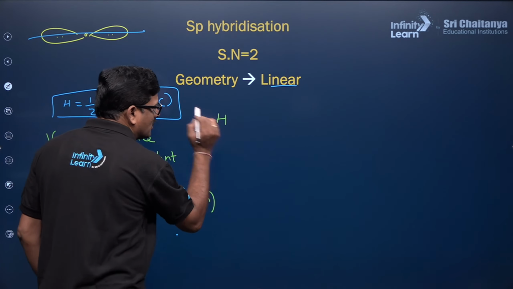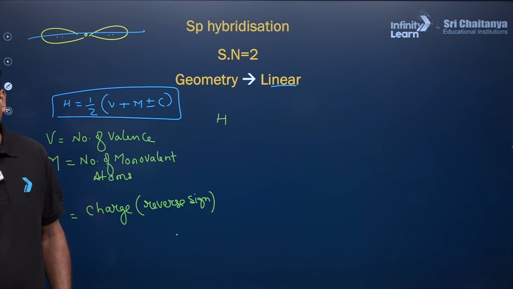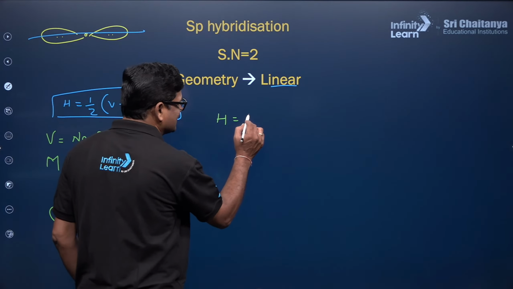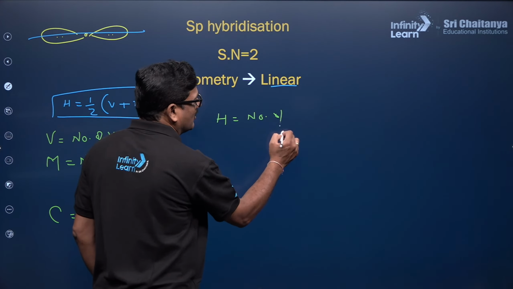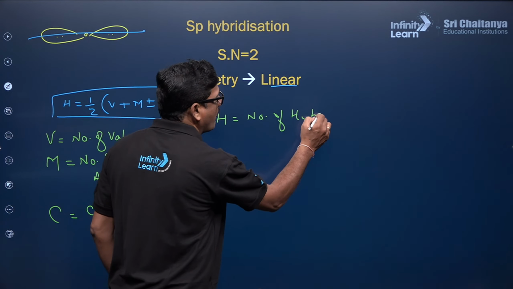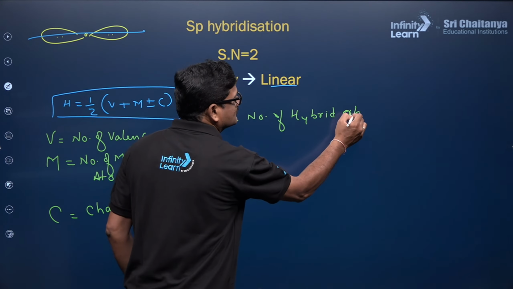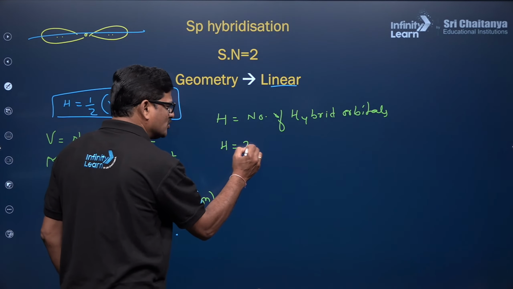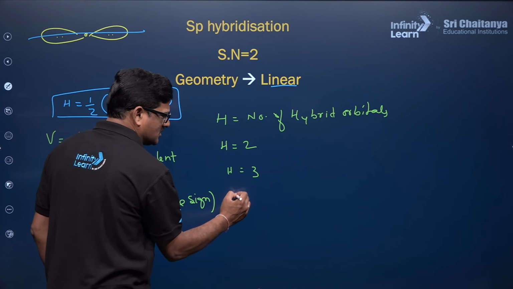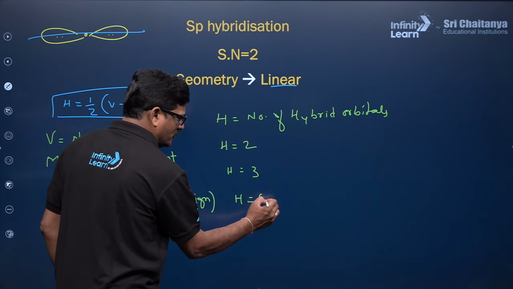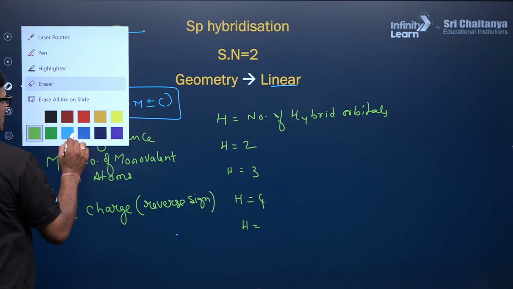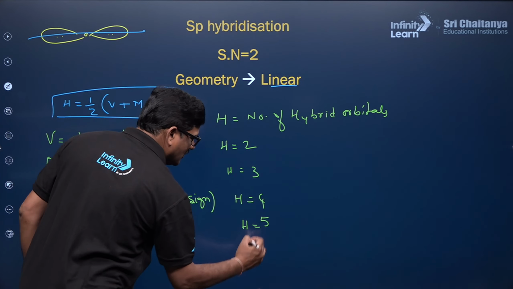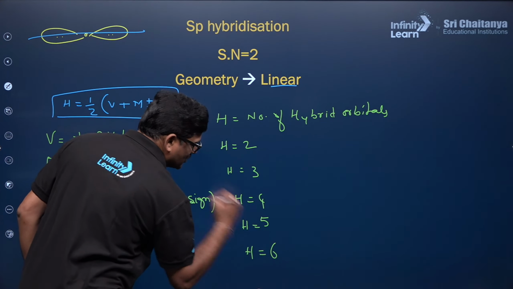When you solve for H, that is the number of hybrid orbitals. So whenever you need the number of hybrid orbitals, H is equal to 2 हो सकता है, H is equal to 3 हो सकता है, H is equal to 4, H is equal to 5 or 6, whatever it may be.